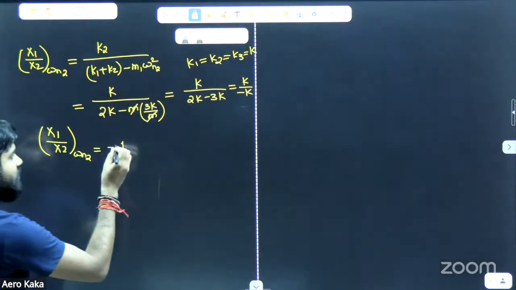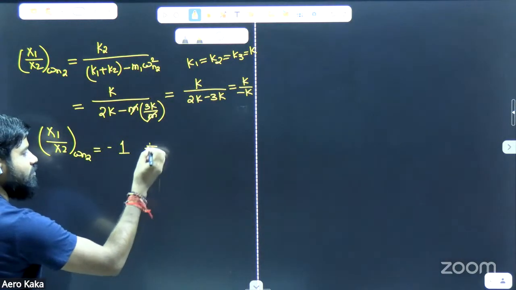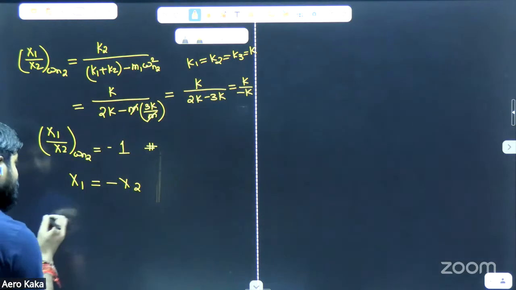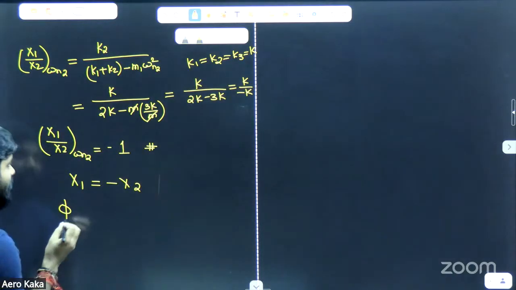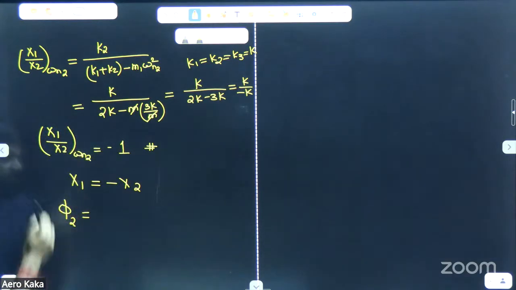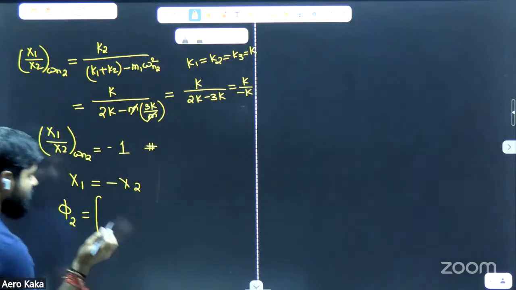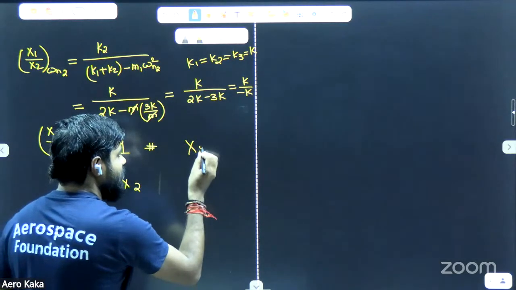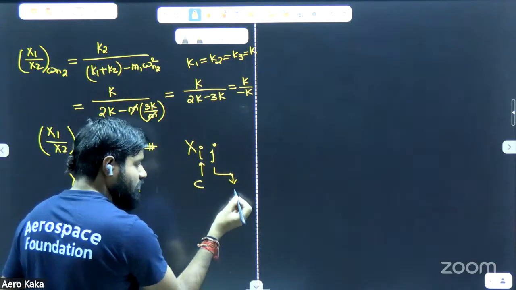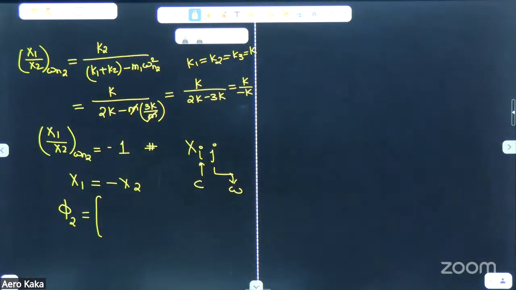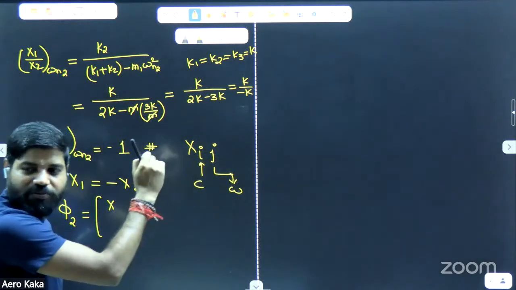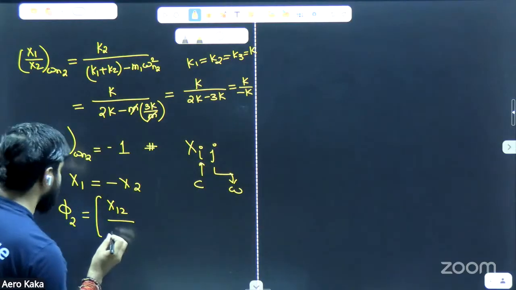Here you can write, since you are getting x1 upon x2 is equal to -1, meaning x1 is nothing but minus x2. So what can I write here? This phi 2 means the mode shape, which corresponds to the second natural frequency, or second mode. Please remember what I told you: x i j. So i defines the coordinate, and j defines which frequency you are calculating the mode shape for. So here it is x1 again, but please remember, corresponding to the second natural frequency. So it is going to be x12 divided by x22.